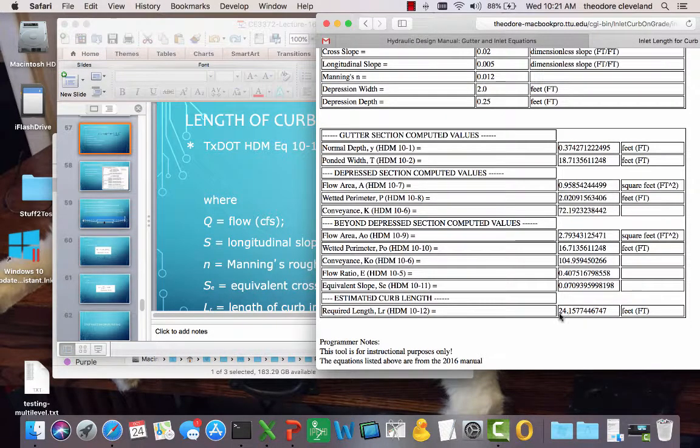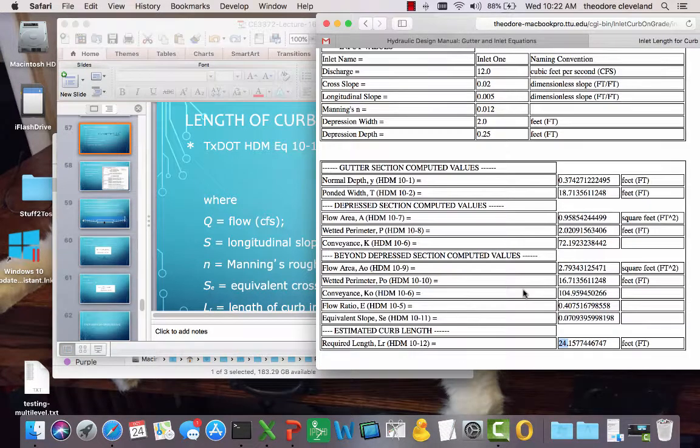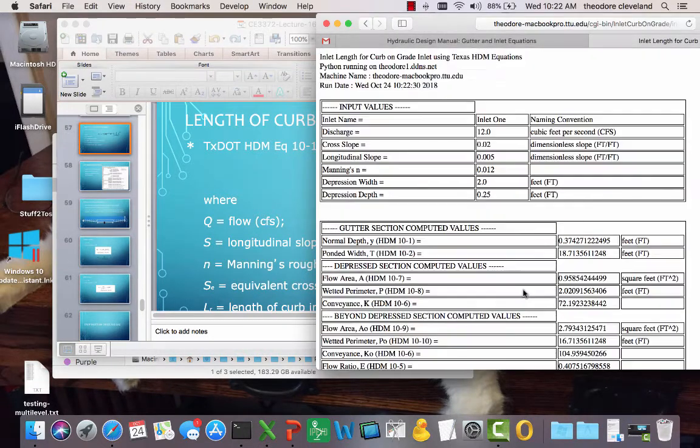manual to come up with a required length of 24 feet and some fractional component. And there are 25-foot inlets available, so you could specify a 25-foot inlet to achieve complete capture. If, on the other hand, you don't get complete capture, then you have to figure out what the carryover would be. So let's suppose we specified a 20-foot inlet.